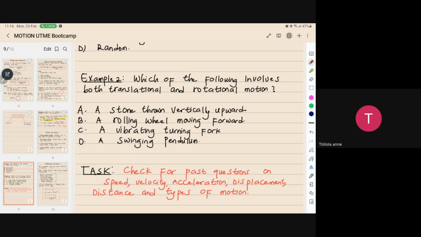Why? If you throw a stone vertically upward, you're changing position. That's translation. A vehicle moving, a rolling wheel moving forward: now, there are two things. The wheel is rolling, which is rotational, and it is also moving forward from one point to another. So that makes it translational and rotational. Vibrating, that means to and fro, that's oscillatory motion. A swinging pendulum is also oscillatory motion. So take note of that.